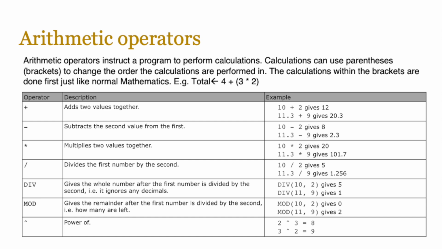Now mod, on the other hand, gives you the remainder after the first number is divided by the second. So mod 10 comma 2 gives you 0 because 10 divided by 2 gives you 5, remainder 0. If we decided to do mod 11 comma 2, that would give us 5, remainder 1. So the answer would be 1. Power of is just the hat symbol. So if you do 2, that little hat symbol 3, that means 2 to the power of 3, which is 2 times 2 times 2, which is 8. So do pause the video and get familiar with the basic operators.